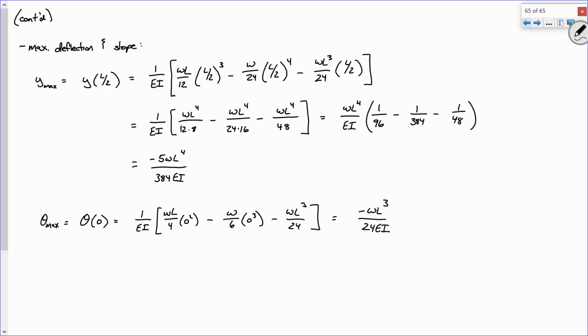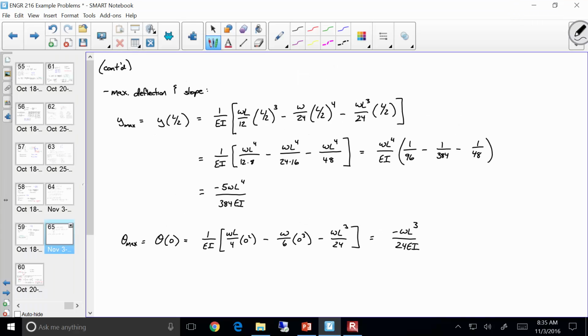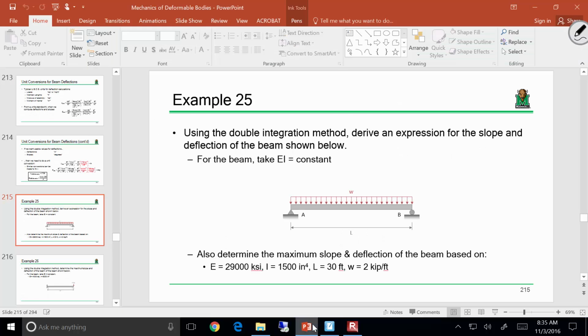Now, for some of you that are thinking, God, that's a bunch of letters and alphabet soup, I need some meaning to it. Let's plug in some values, okay? So let's go back to the slide real quick, the PowerPoint slide. So let's determine what the maximum deflection and slope of this beam would be if it was made out of steel, so E equals 29,000 KSI. It's a reasonably large beam, and the I is 1,500 inches to the fourth. The beam's 30 foot long, and it's subjected to 2,000 pounds per foot, or 2 kips per foot. So let's see how much it would actually deflect.